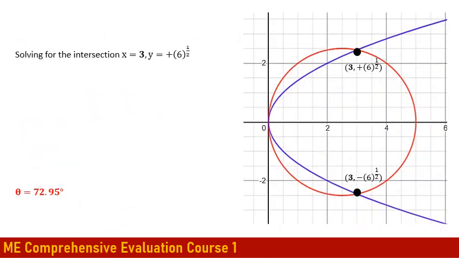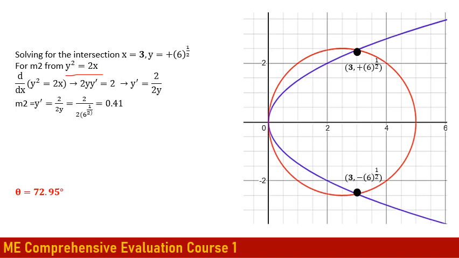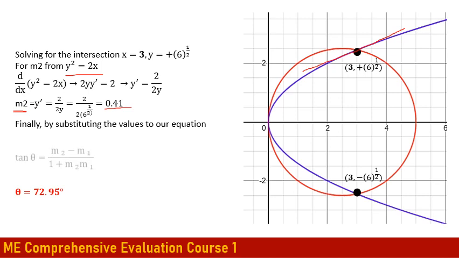Solving for the same intersection now for the parabola, which is y squared is equal to 2x. So we will first differentiate that and get the value of y prime as 2 over 2y. Then we substitute the value of y, which is the same, 6 to the power of 1/2, so that we can obtain the value of the slope m2, which is the slope of the tangent at that particular point. So that's what we are solving. So the value of m2 is 0.41.